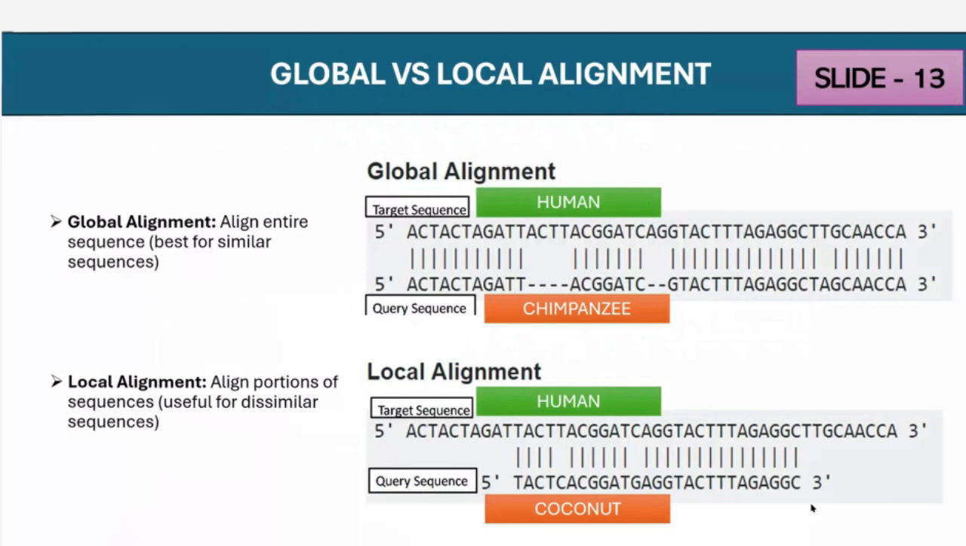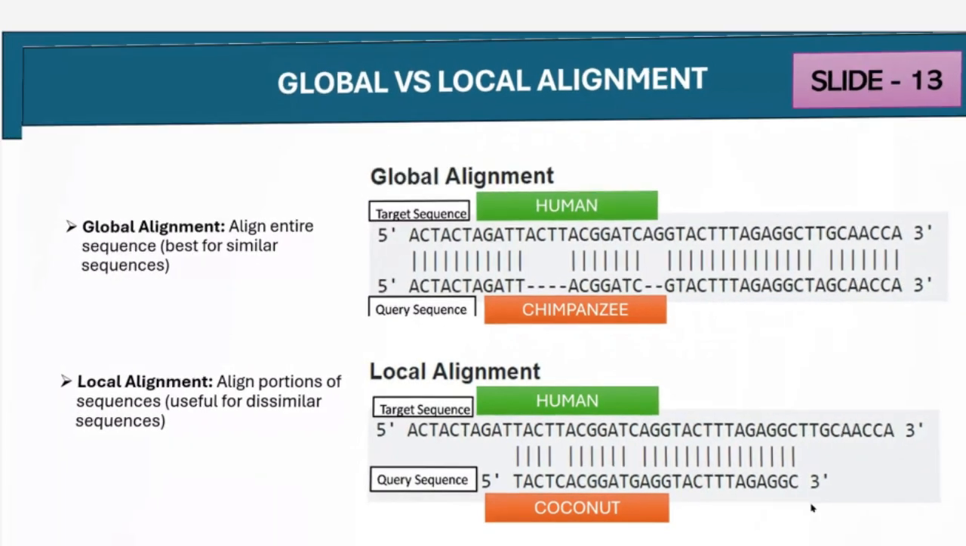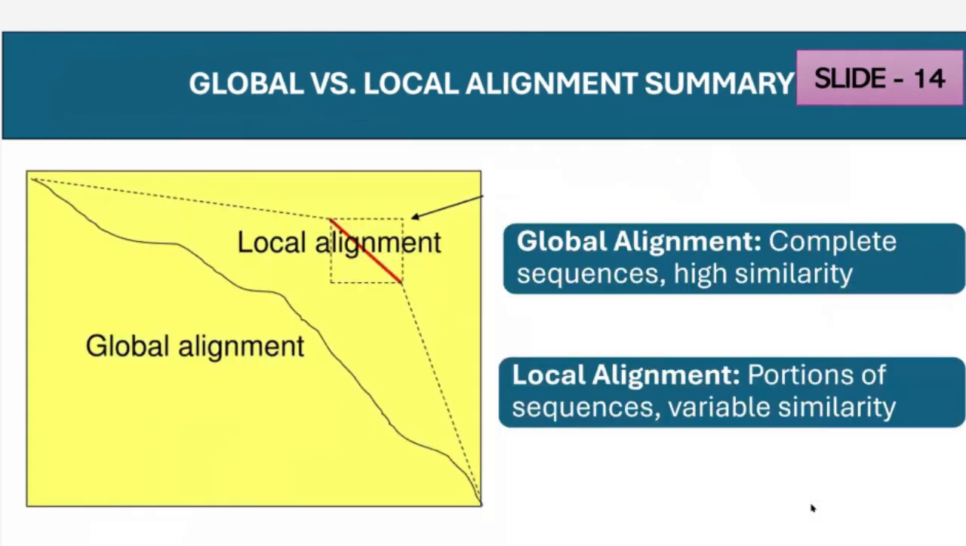And we can summarize it: global alignment compares sequences across their entire length, making it ideal for closely related sequences like human and chimpanzee. Local alignment, on the other hand, focuses on finding regions of similarity within sequences, even if the sequences are very different, like human and coconut. Both methods help identify important genetic relationships, either across full sequences or specific regions. You can see this from this graph too. Okay, so we are completing the global and local alignment.